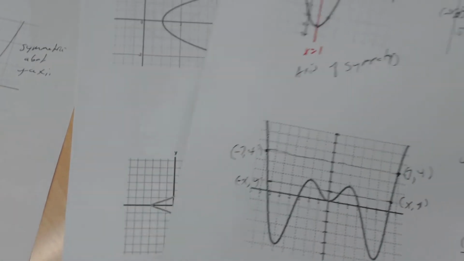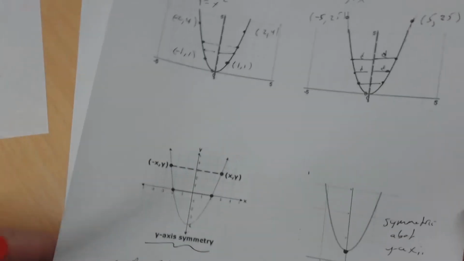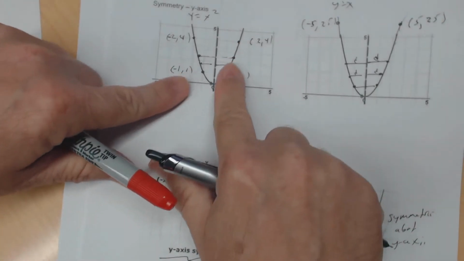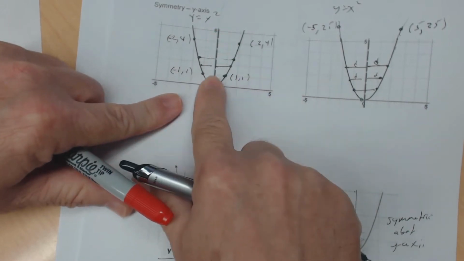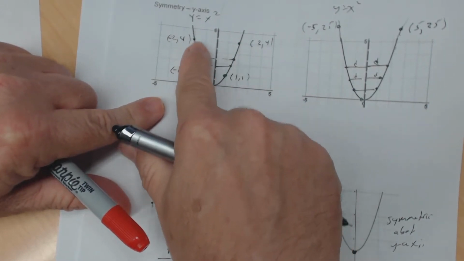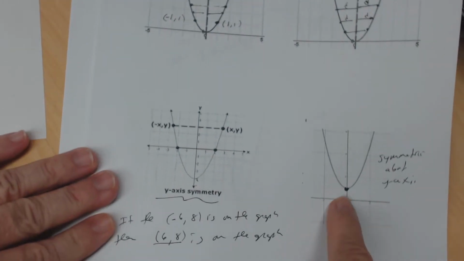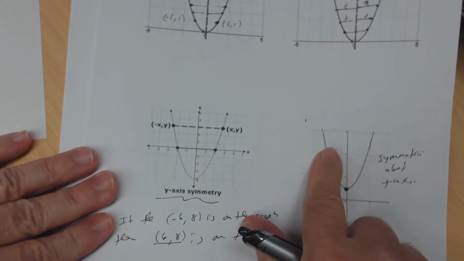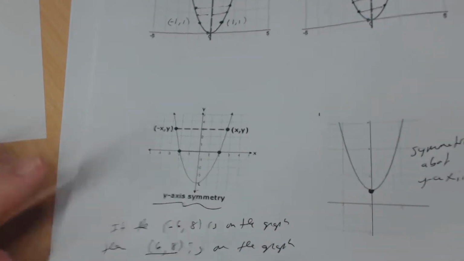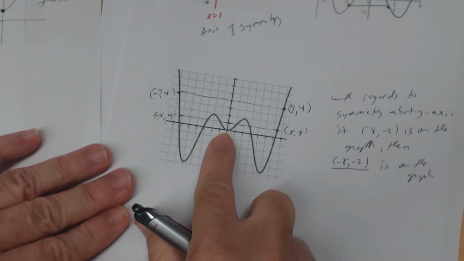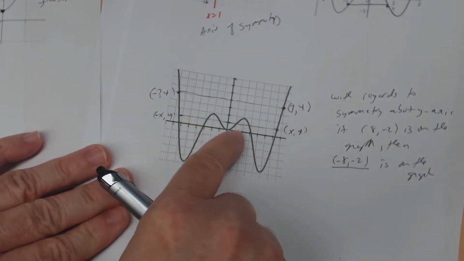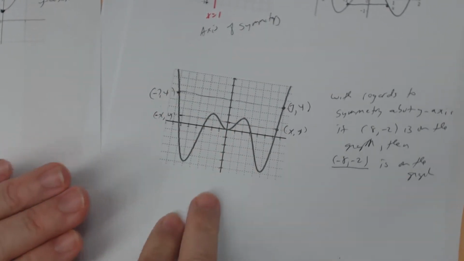Okay? All right, so that's symmetry with respect to the y-axis. Know how it looks. It looks symmetrical about the y-axis. If you take this part of the graph, fold it, you get that part here. Same thing here. Take this part of the graph, fold it about the y-axis, you'll get that part. Same thing here. Take this part of the graph, fold it about the y-axis, you'll get that part. All right?